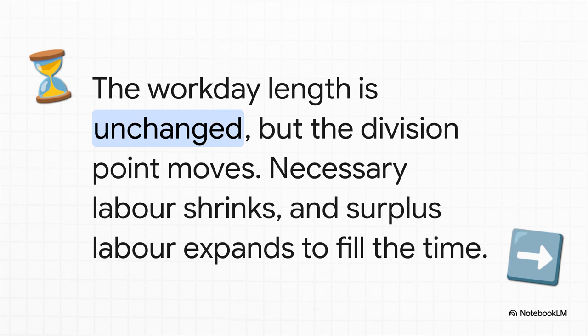So the total workday hasn't budged. It's still 12 hours. But that internal dividing line has shifted. Necessary labor shrinks from, say, 6 hours down to 4, and those 2 hours are automatically converted into surplus labor. That is the core mechanism of relative surplus value, cheapening commodities in order to cheapen the worker.